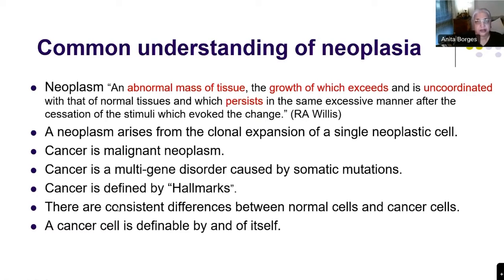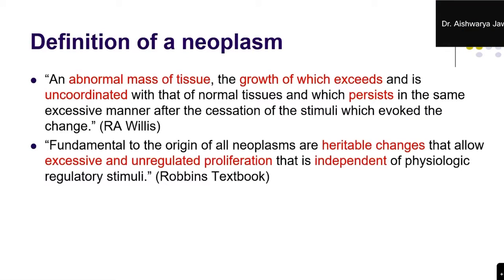Okay. And this is the definition of a neoplasm. I just read it out to you. And then I just added a little bit from Robbins, and that is fundamental to the origin of all neoplasms are heritable changes.